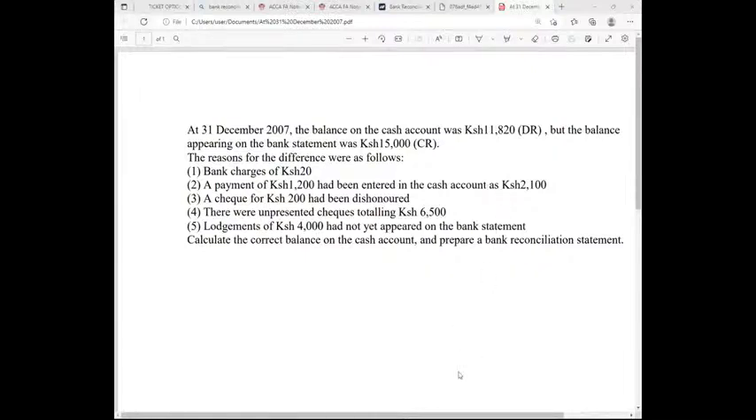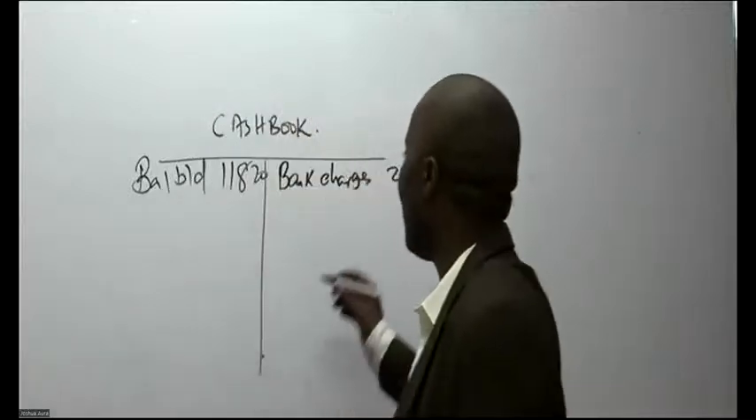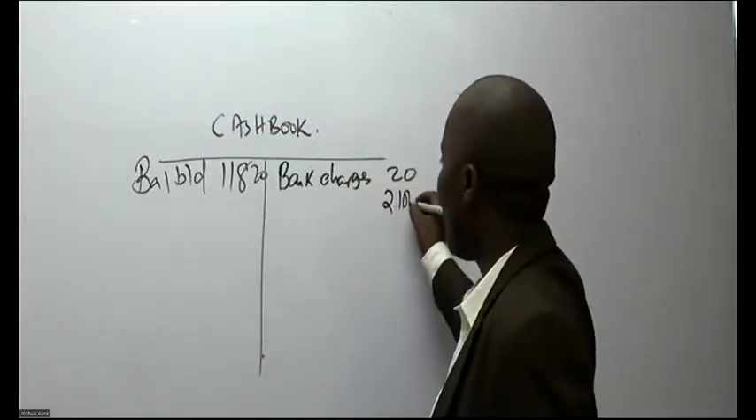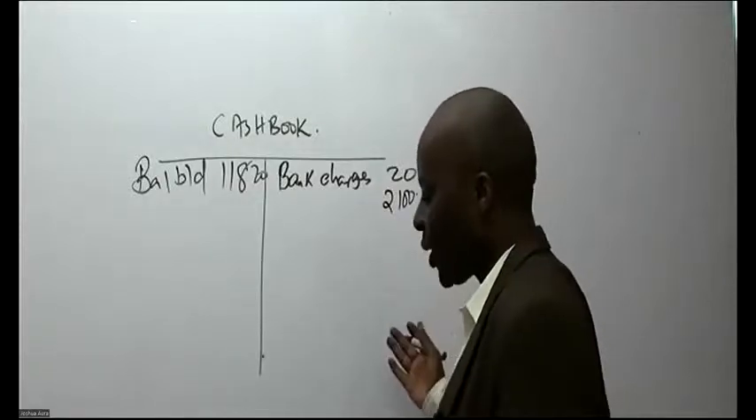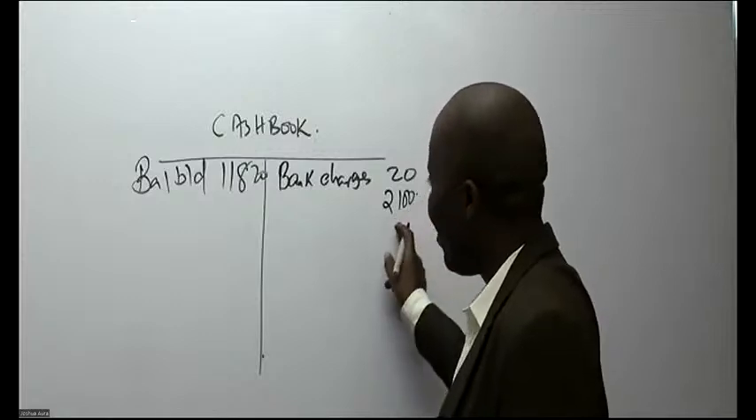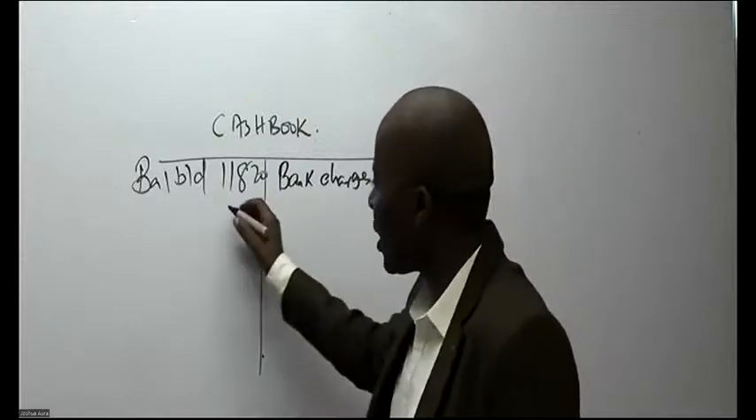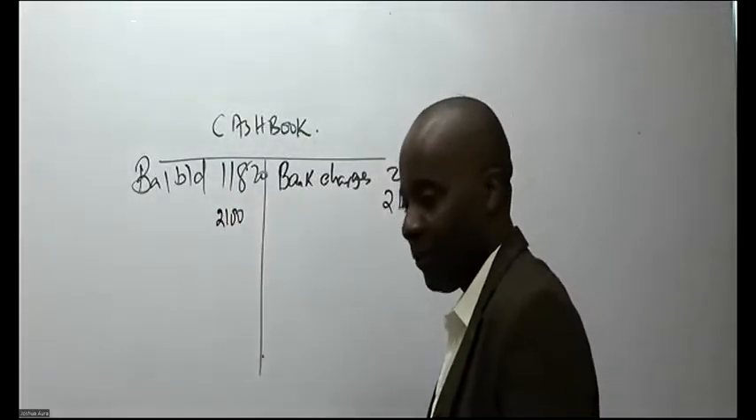So then what I need to do, you see, listen here. A payment was entered wrongly as 2,100 here, right? So what am I supposed to do? First of all, there are two ways. First of all, I could come and cancel. This is a fake payment, a bad payment, so I would want to cancel it. To cancel it, I'll come and debit this account with 2,100, right?